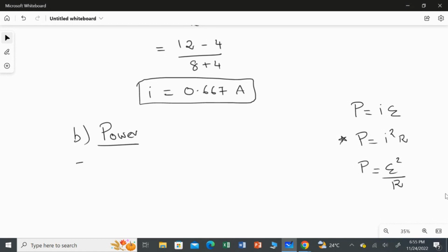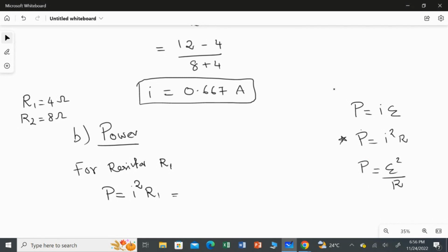So for resistor R1, what is the value of R1? The value of resistor 1 is 4 ohm, am I right? Better I write the values one more time: R1 is 4 ohm and R2 is 8 ohm. The question is related to resistor 1 only, so I'm going to deal with this formula. Therefore, power P is equal to I square multiplied by R1.